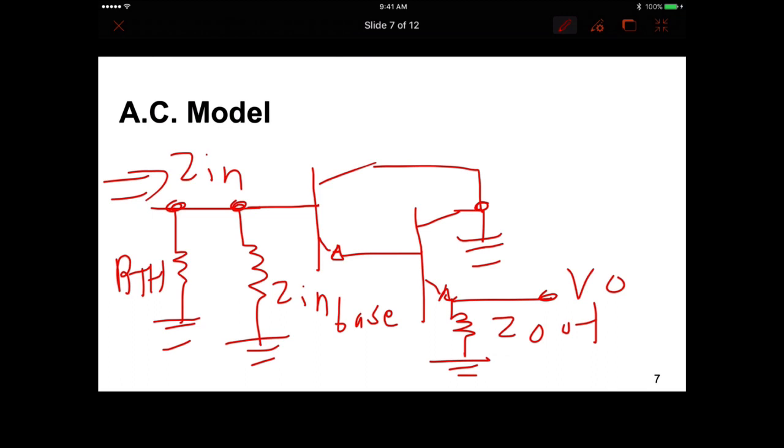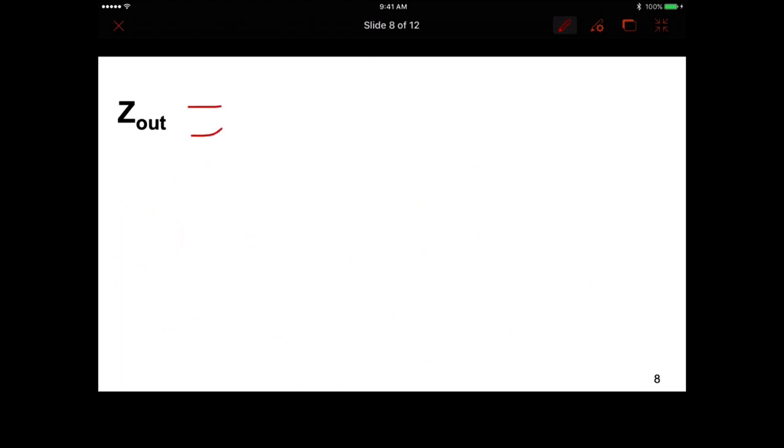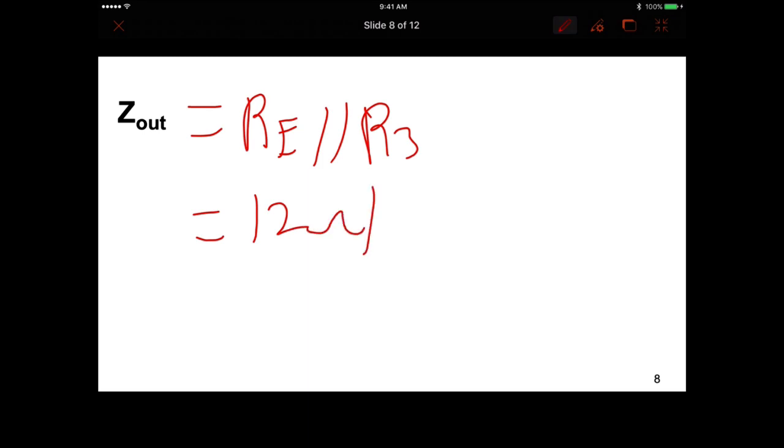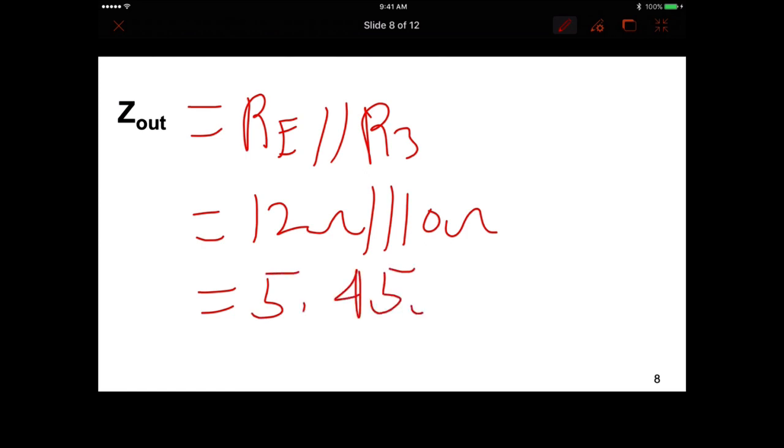So Z out is going to be RE in parallel with R3. So I want 12 in parallel with 10. That's 5.45 ohms. So that will be RE in parallel with RL, which is R3. So that's 12 parallel with 10 equals 5.45 ohms. That's quite a bit lower than any of the ones we've seen to date.